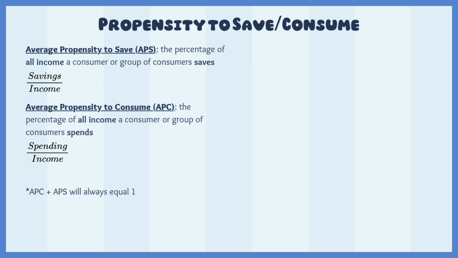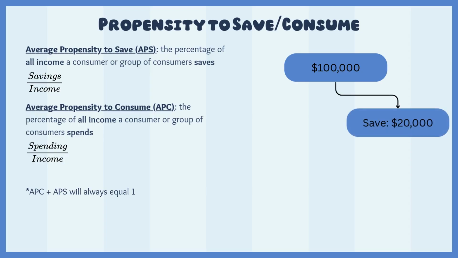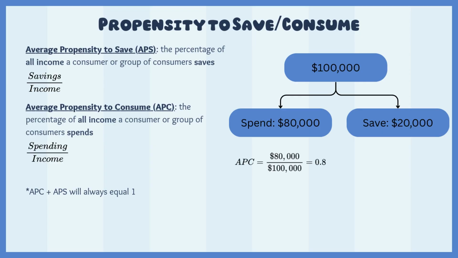Suppose an individual received $100,000 in disposable income after paying taxes and they save $20,000 and spend the rest, the $80,000. The APC would be the $80,000 consumed divided by the total $100,000, giving us 0.8. This means that 80% of the income is being consumed. The APS would be the $20,000 saved divided by the total $100,000, giving us 0.2. This means that 20% of the income was saved. We can also see here that the APS plus APC equals 1.